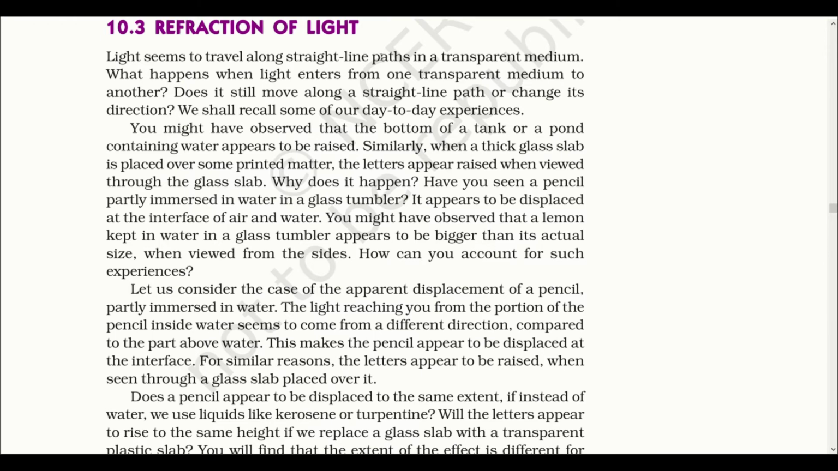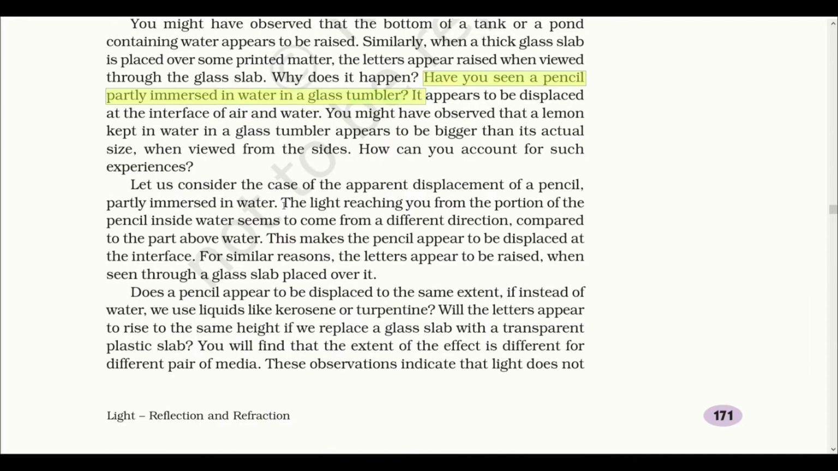Light seems to travel along a straight line path in a transparent medium. What happens when light enters from one transparent medium to another? Let's see the example. Have you seen a pencil partly immersed in water in a glass tumbler? It appears to be displaced at the interface of air and water. Let us consider the apparent displacement of a pencil partly immersed in water. The light reaching you from the portion of the pencil inside water seems to come from a different direction compared to the part above water. This makes the pencil appear to be displaced at the interface.